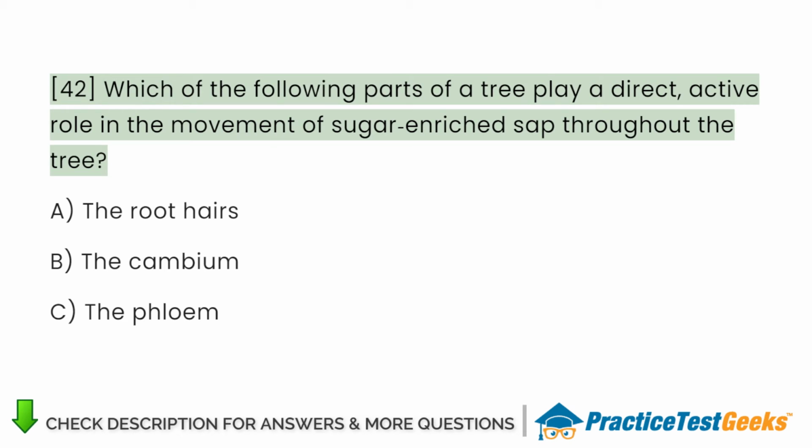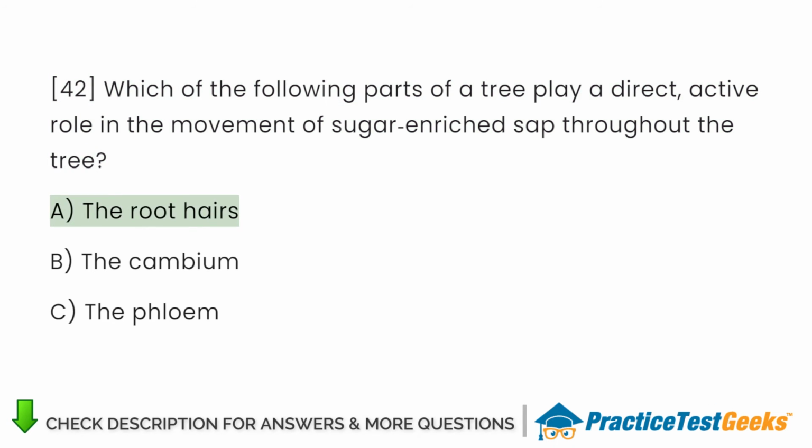Which of the following parts of a tree play a direct, active role in the movement of sugar-enriched sap throughout the tree? A. The root hairs. B. The cambium. C. The phloem.